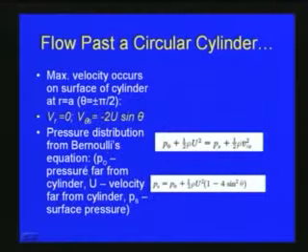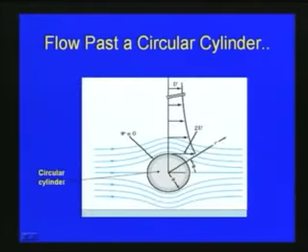P0 plus half rho u square is equal to Ps plus half rho V theta square, where P0 is the pressure far from the cylinder, u is the velocity far from the cylinder, and Ps is the surface pressure. So the surface pressure Ps we can obtain as Ps is equal to P0 plus half rho u square into 1 minus 4 sin square theta, with reference to this figure.